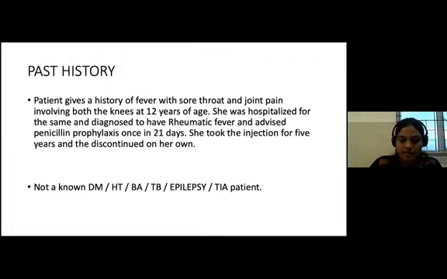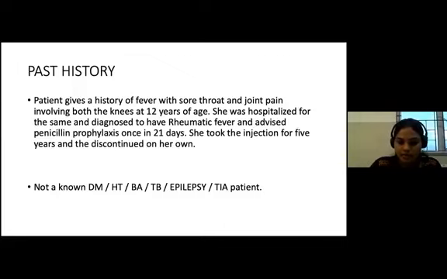Past history: the patient gave a history of fever with sore throat and joint pain involving both knee joints at 12 years of age. She was hospitalized for the same and diagnosed to have rheumatic fever, and was advised penicillin prophylaxis once in 21 days. She took the injection for 5 years and discontinued on her own.